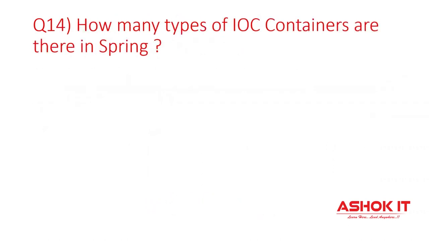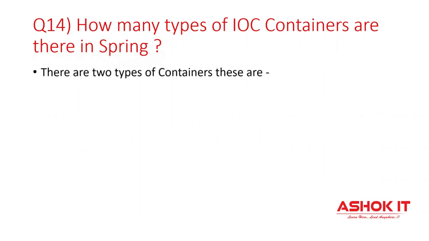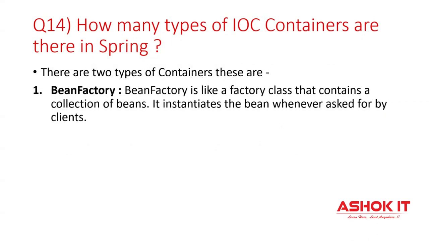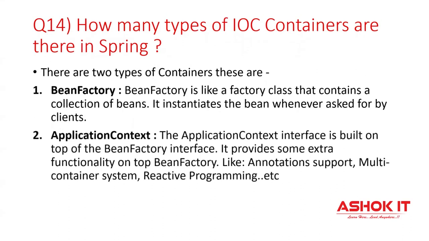Question number 14. How many types of IOC containers are there in Spring? Means types of containers, in simple terms. There are mainly two types of containers. One is called BeanFactory. The BeanFactory is nothing but what takes care of object creation, destruction and so on. This takes only XML input, the XML configuration we used to call. The second one is the ApplicationContext. It is also an interface. It internally extends the BeanFactory interface, but it has other features like annotation support, multi-container system, reactive programming, and so on.